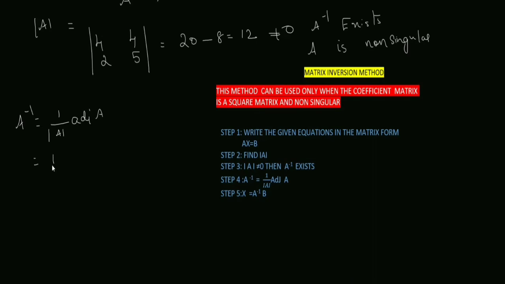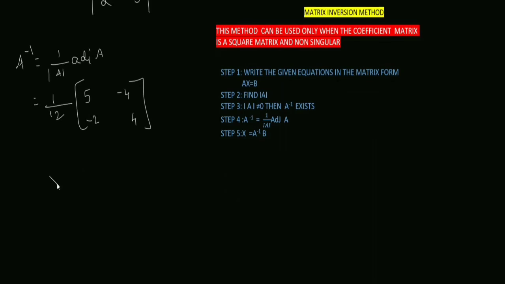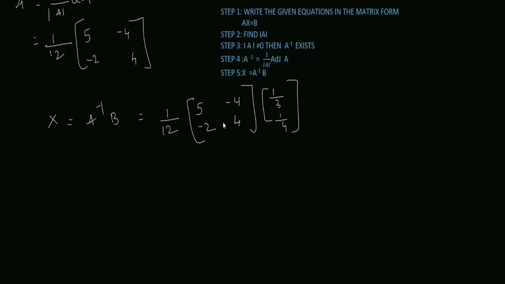That is equal to 1 by 12. Adjoint of A for a 2 by 2 matrix, you know to find. Interchange these two. So you have to write 5 here and 4 here. Change the sign of these two. So it is minus 4, minus 2. So we have found A inverse. Now we have to find the matrix X. That is equal to A inverse into B matrix. 5, minus 4, minus 2, 4, into 1 by 3, 1 by 4. We have to multiply this.